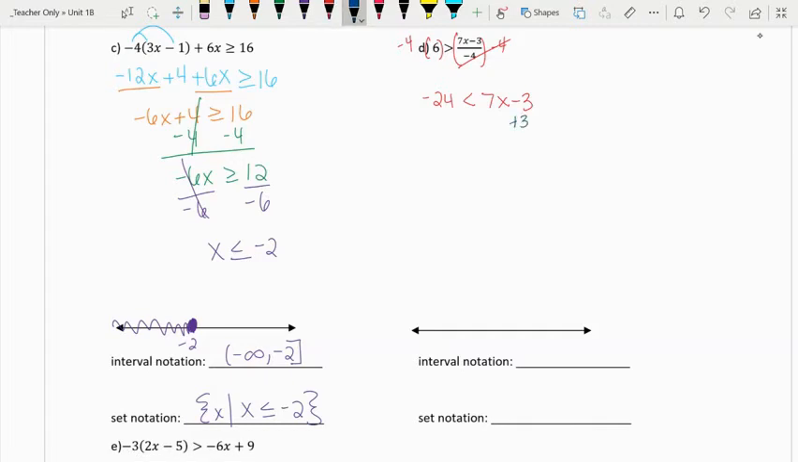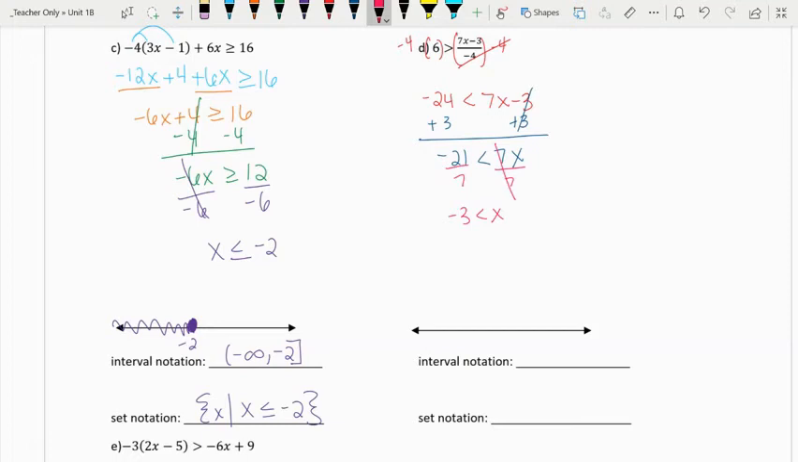We add 3 to both sides. So -21 is less than 7x. And divide by 7. Now take a second and think, would we flip our inequality for this step? So the answer is no, because this is a -21, but a positive 7. It doesn't matter that the 21 is negative. We really are only paying attention to the 7. So because the 7 is positive, it just stays as -3 is less than x.